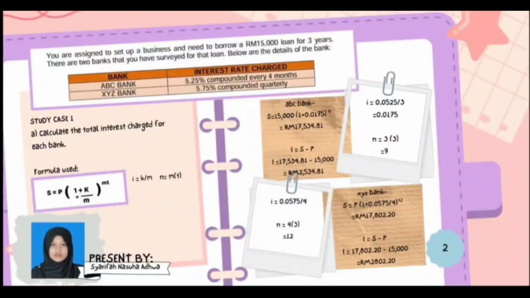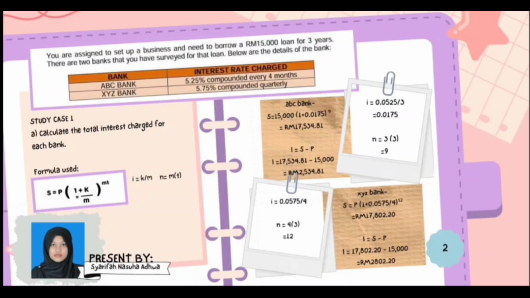Question A. Calculate the total interest charged for each bank. We are going to calculate these two interests with the formula of compound interest, which is S equal P bracket 1 plus I bracket power by N. First, we're going to count the ABC bank. We are going to find the I first. I equals K per M. K is 0.0525 divided by M, which is 3. The answer would be 0.0178.